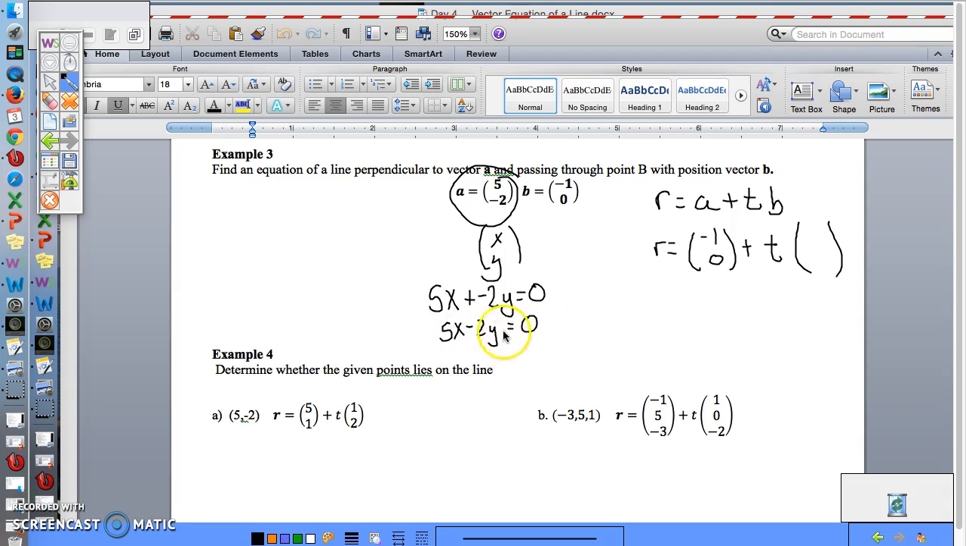So we just have to come up with an x and a y value that would make the statement true, and there's lots of those, but I'll just look at an easy one here. Well, let's see, if x is 2, this would be 10, we'd have to subtract 10, so y would have to be 5. So a perpendicular vector would be 2, 5. But again, there's lots of different combinations that would work there.